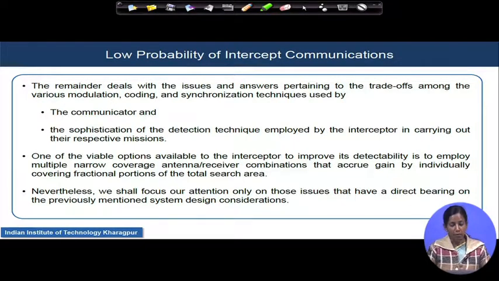Some viable options available for the interceptor to improve its detectability is to use multiple narrow coverage antenna receiver combinations that will acquire the gain by individually covering fractional portions of the total search area in the spatial domain, and in such a way your detectability will definitely be improved in the interceptors. But remember, your complexity will be very high, because you have to deploy a huge number of detector circuits when you are having narrow coverage filtering activity over the spatial domain.